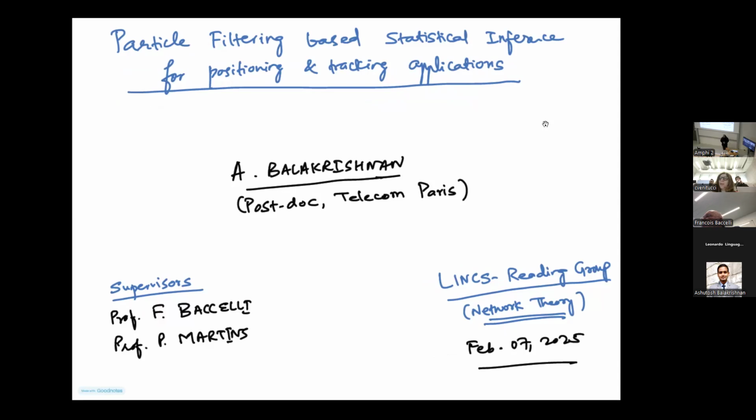Hello everyone. I am Ashutosh, and I will be presenting some previous state of the art on particle filtering based statistical inference for positioning and tracking applications.